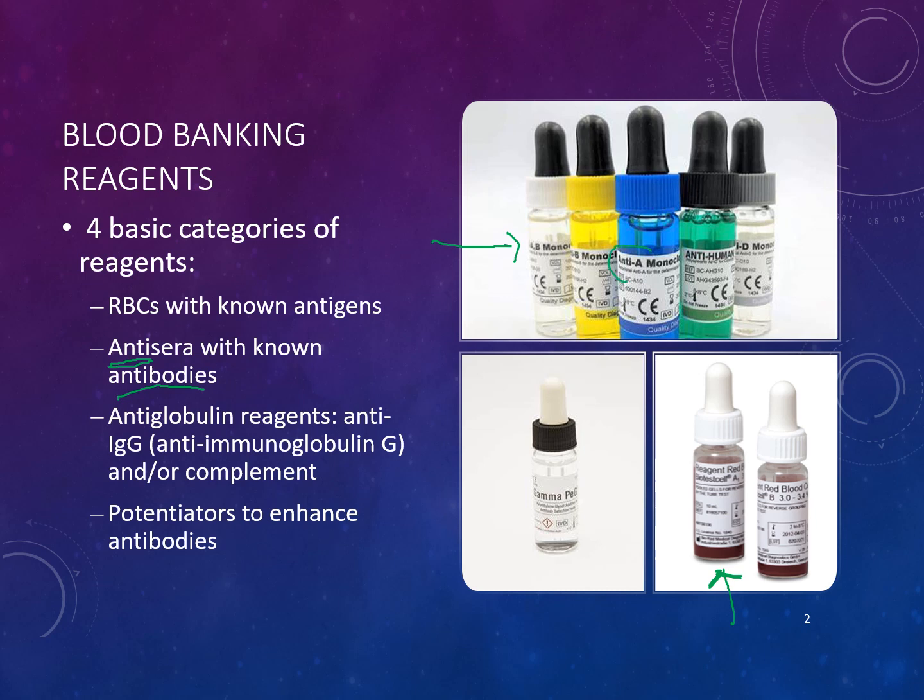You can see here, this is anti-A. You can see back here, anti-D. So we know what is in these reagents. Then you have antiglobulin reagents. These are anti-IgG, or anti-immunoglobulin G, or it could potentially be complement. We'll talk about this in a little more detail. You can see an example here where we have the green bottle that has the anti-human globulin in it. And then you also have potentiators that will enhance your antibody reactions.